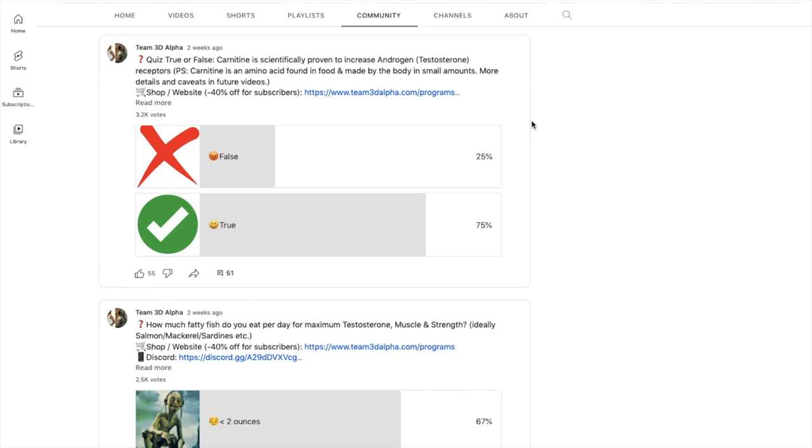In fact, carnitine is an amino acid. Your body makes it, but obviously not enough. And it's mainly found in foods. As you guys know, I always recommend getting the majority of your nutrients from foods, right? So I'm not referring to carnitine supplements here. I'm talking about actual carnitine that your body makes and the carnitine that you get from foods. And it is scientifically proven to increase androgen receptors. Is that true or false? Well, the answer is true.